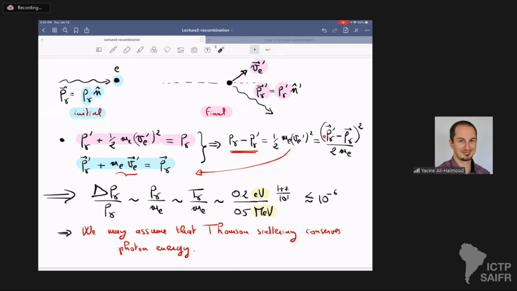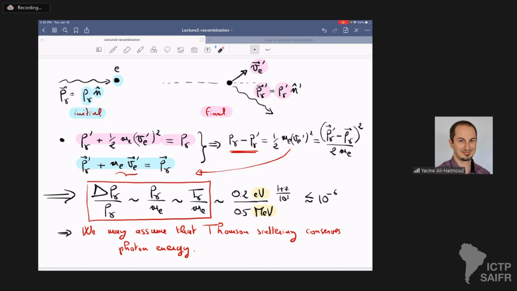Okay, so if I divide everything by p gamma, we find that the fractional change in photon momentum is of order the momentum or the energy of the photon over the electron mass, which is of order the temperature of photons over the electron mass. Now, the temperature, as I said before, is 0.2 electron volts around redshift 1000, and the electron mass is 0.5 mega electron volts. So this ratio is less than 10 to the minus 6 at the epochs of interest.